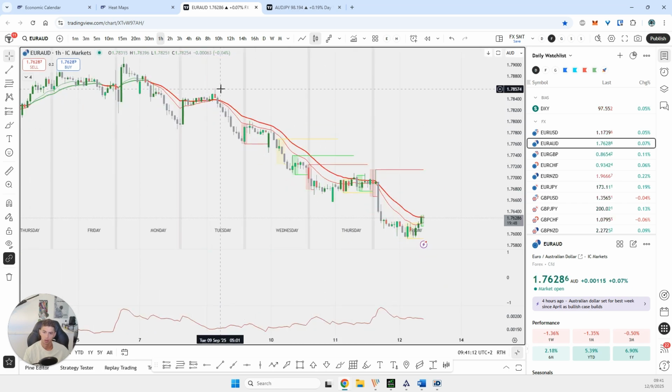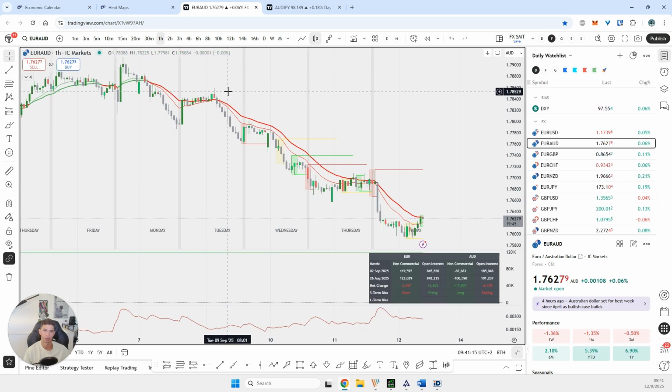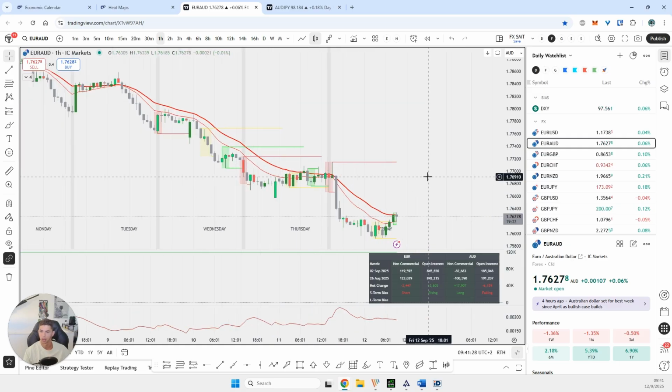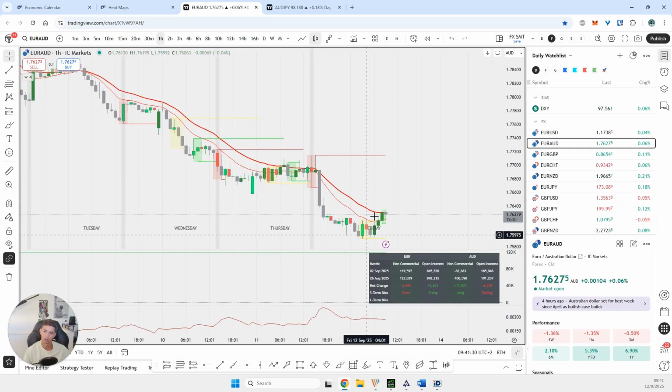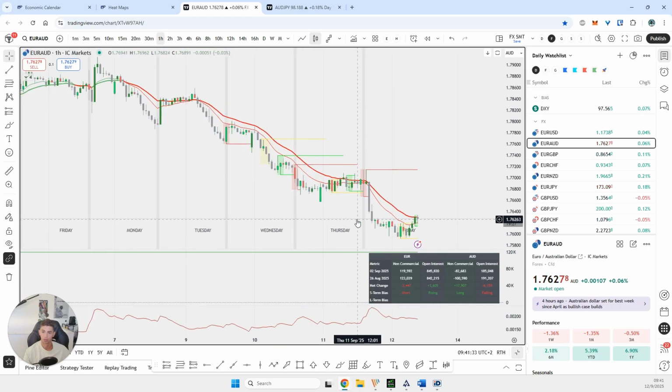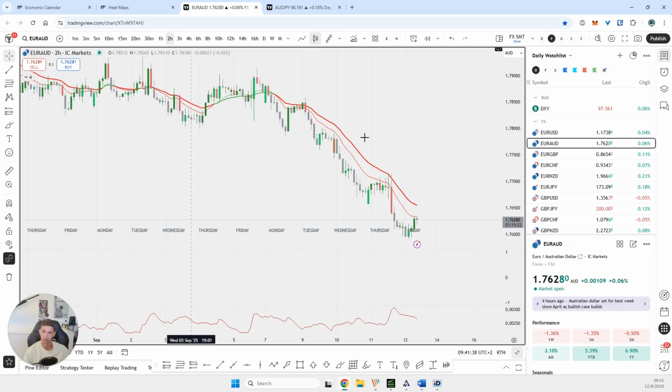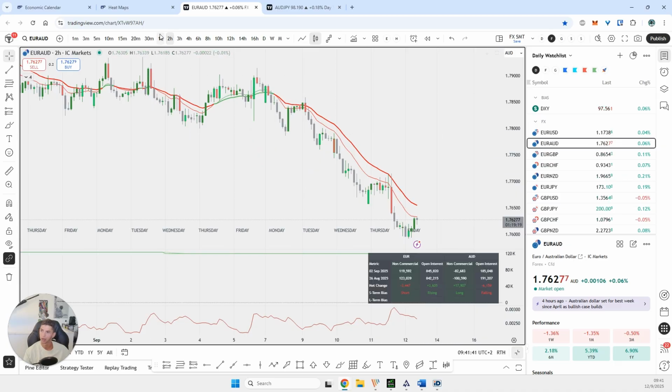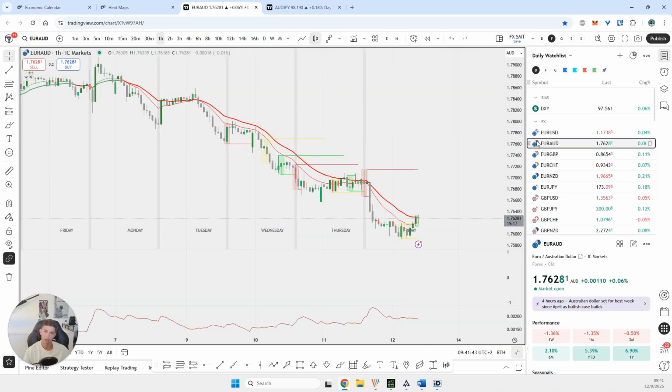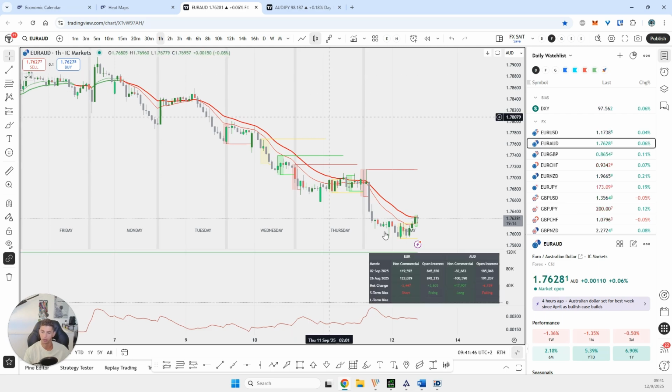Remember that the 15 minutes is only for the setup refinement, it's only for the refinement of the entry. It's not the setup. The setup, we get it from 1 hour and above, all right? So here it has broken to the upside, but in all other time frames we are still super bearish. So I'm gonna take AUD as the strongest, right? And if you check the heat map, that confirms it.